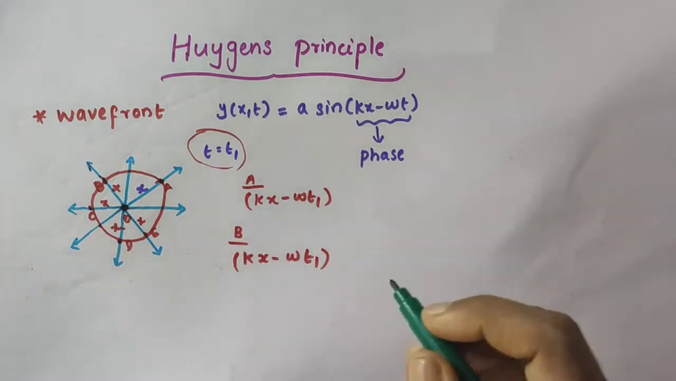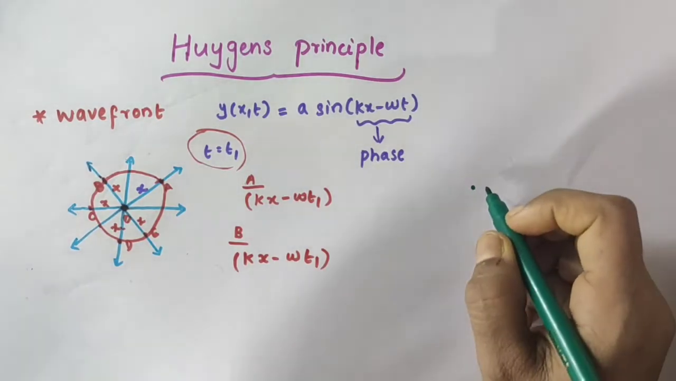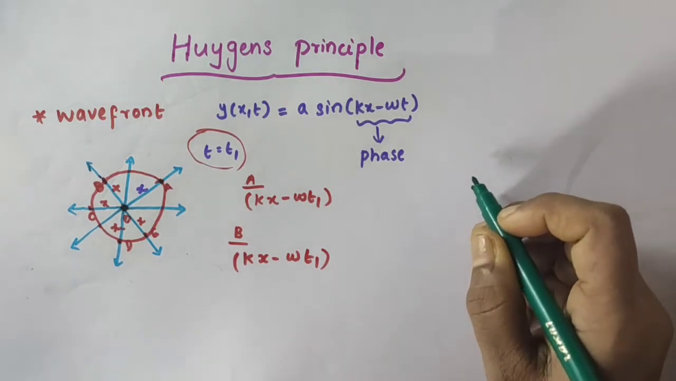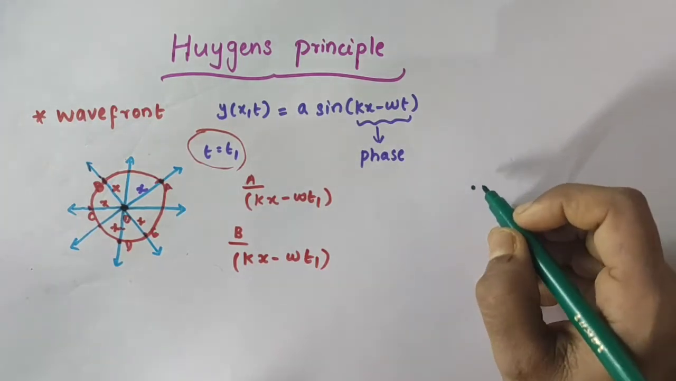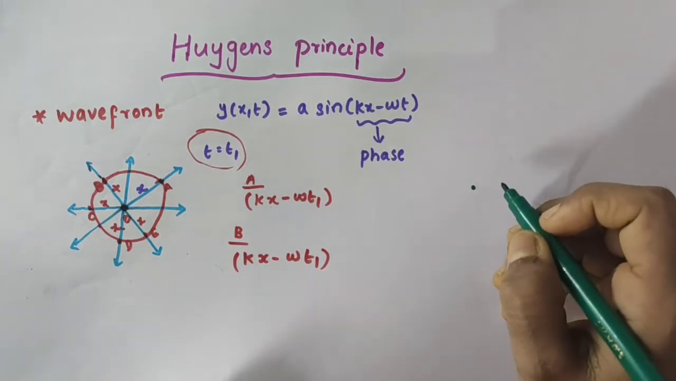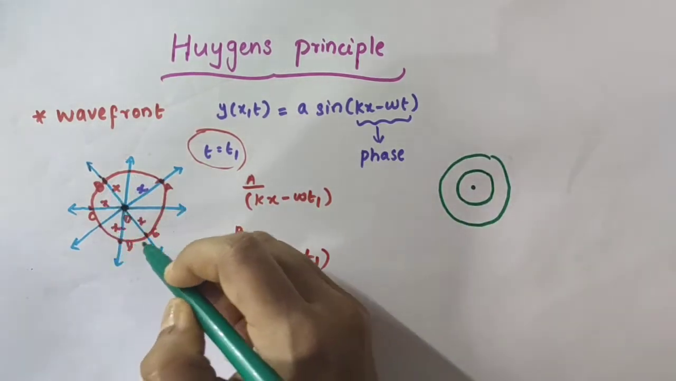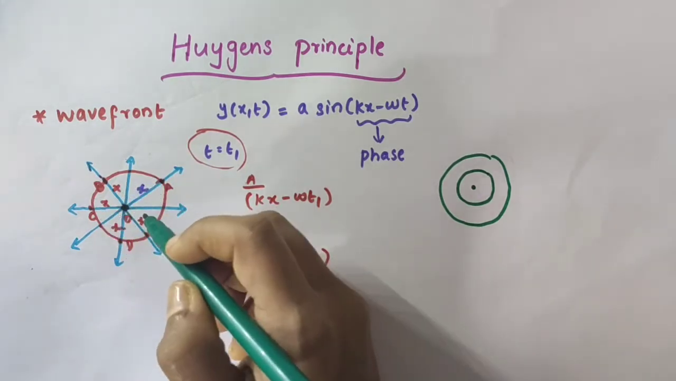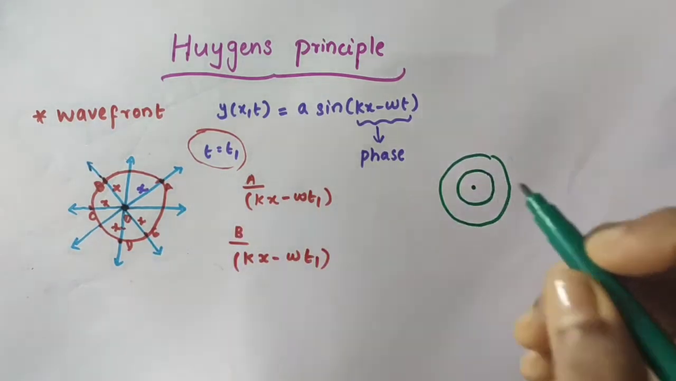But if we consider a point source of light, that is a source which emits light, emitting waves in all directions, that is the three-dimensional case, then the locus of points which have the same amplitude and vibrate in the same phase are spheres. Here we got that locus of points as a circle. This is the two-dimensional case. But if we consider the three-dimensional case, we will get a sphere.